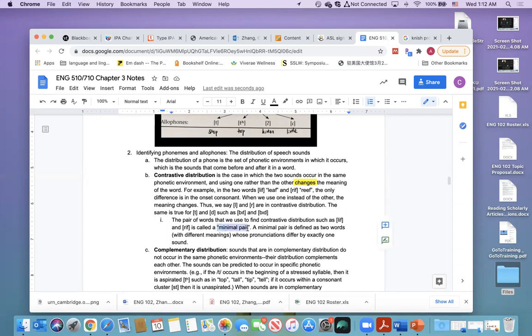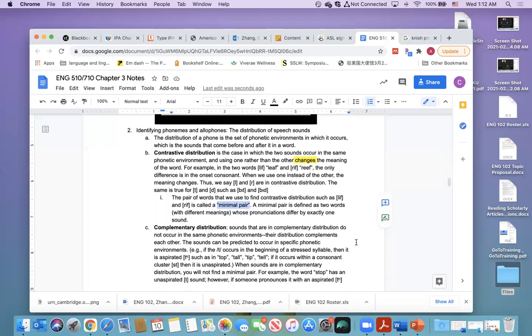And here is the concept of a minimal pair. A minimal pair is the pair of words that we use to find the contrastive distribution, such as leaf and reef. And so leaf and reef is called a minimal pair. Okay. Similarly, bit and bid is called a minimal pair.